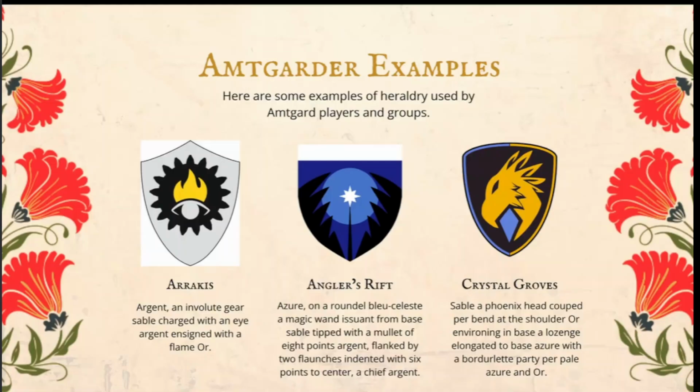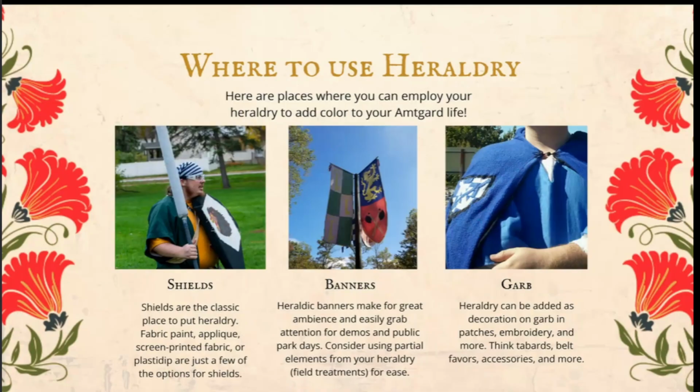And then there's the Crystal Groves symbol, which is a phoenix or chocobo head couped per bend, meaning diagonally at the shoulder, or, meaning it's gold, environing in base a lozenge elongated to base azure with a border. When you look at it, it's kind of funny. Sometimes you can look at arms and go, that actually looks a lot simpler than what you wrote it as. Or you can look at Arrakis's and say, that actually looks a lot more complex than what you would write it as. So, stuff there.